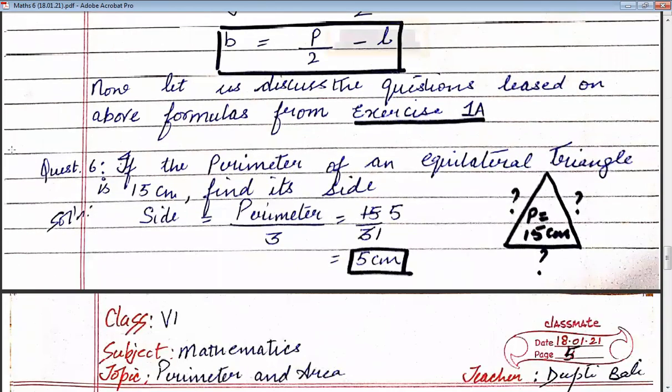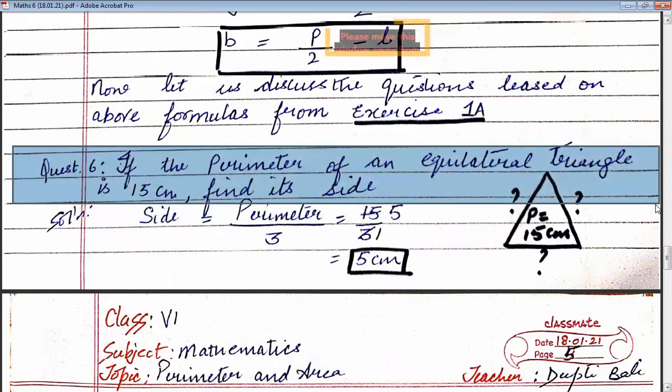Now let us discuss question number 6. Here, the perimeter of an equilateral triangle is given to you, that is 15 centimeter. What is the perimeter of the equilateral triangle? 15 centimeter. And what is the question mark? What do you have to find out here? You have to find out the side. Here your side is the question mark.